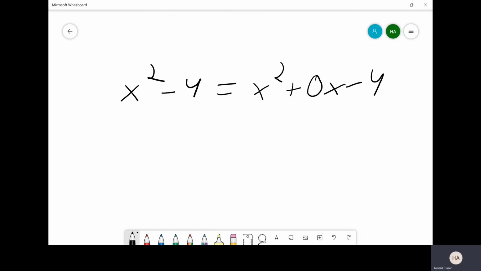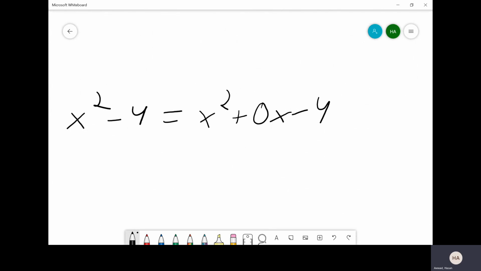I've added 0x here. Does this change anything at all? Well, no, right? Because 0 times x is just 0, and we can always add 0 to anything. Adding 0 doesn't change the total value, right? It doesn't change anything. It doesn't impact the -4, doesn't impact the x squared. And the reason that I put the x here is for a very special reason, because now it looks a lot like ax squared plus bx plus c. We see now that we have this middle term here, the bx, by adding that 0x in the middle, right?